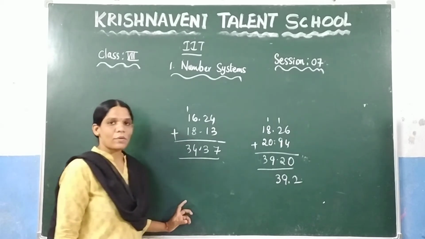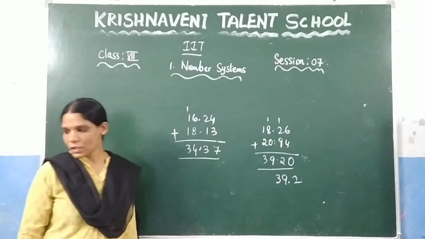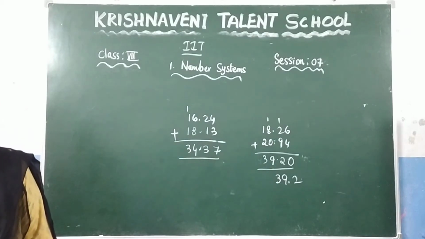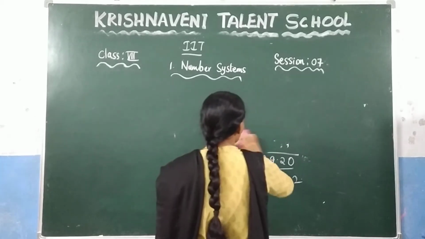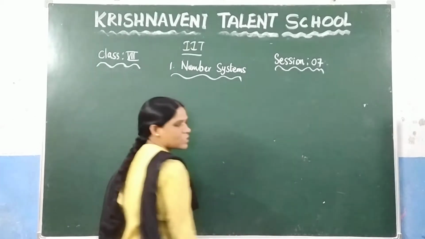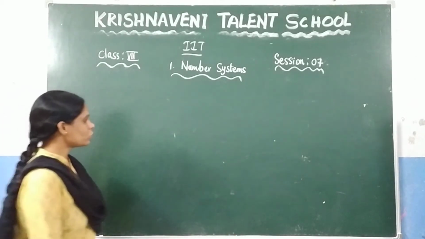Like this you have to add two decimal numbers. Now see here how to subtract two decimal numbers. Same process you need to follow. Just you need to subtract here. Let us take one more example to do that one.